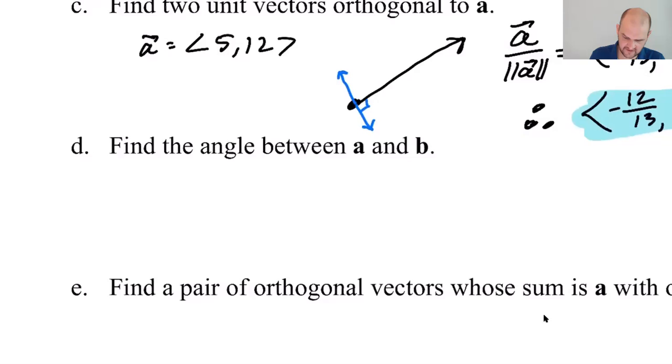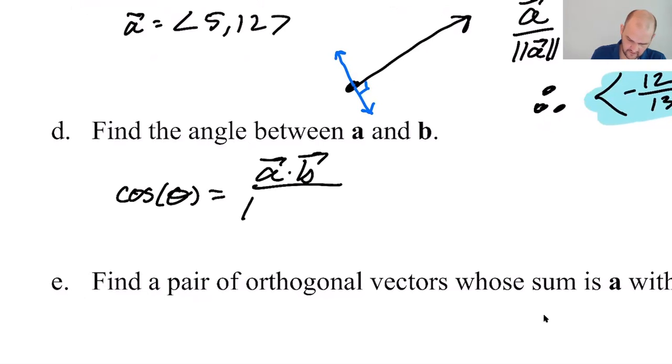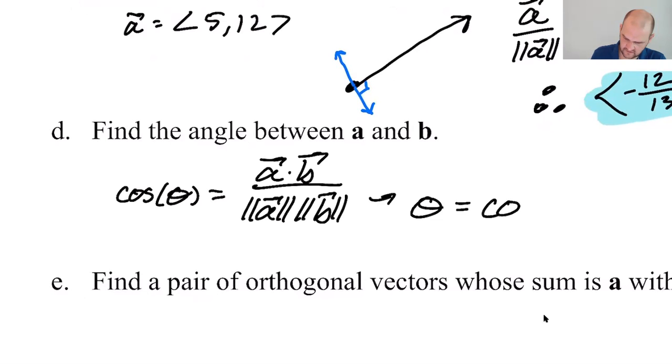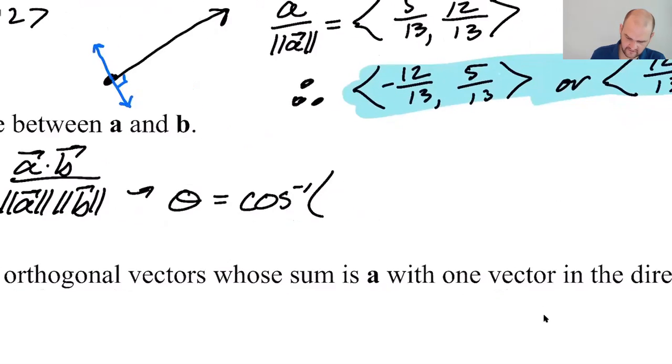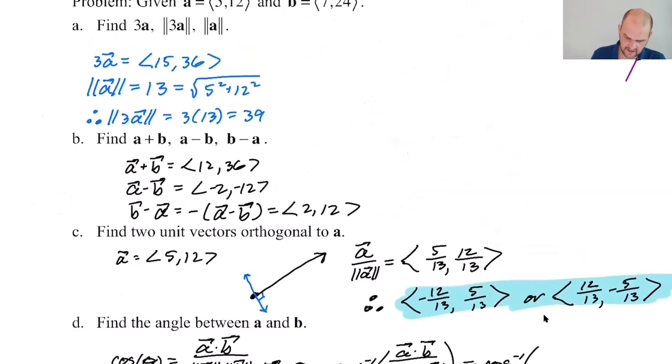Angle between A and B. All right, so I know that the cosine of the angle is going to be A dot B over the magnitude of A times the magnitude of B, which means that theta is going to be the inverse cosine of A dot B over the magnitude of A times the magnitude of B. So let's see what this gives us.